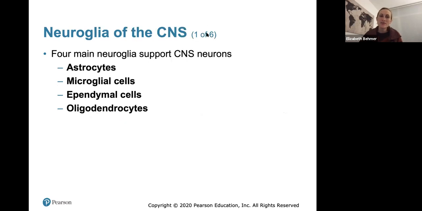So here are the 4 main neuroglial cells that support your central nervous system. All of these neuroglial cells will be found in the brain and spinal cord. We have astrocytes, microglial cells, ependymal cells, and oligodendrocytes. There might be one test question, or a matching question, that describes one of these four types of supportive cells.